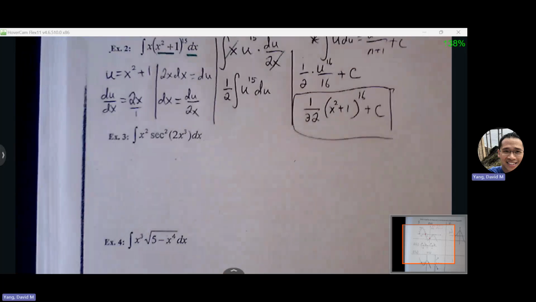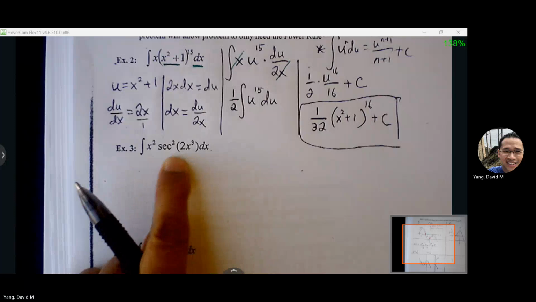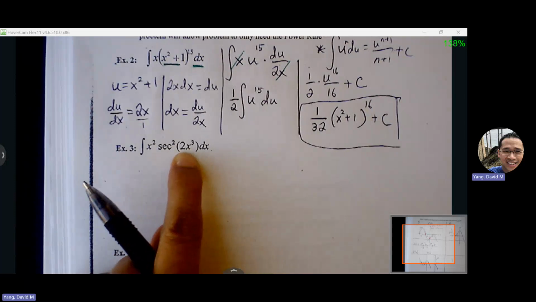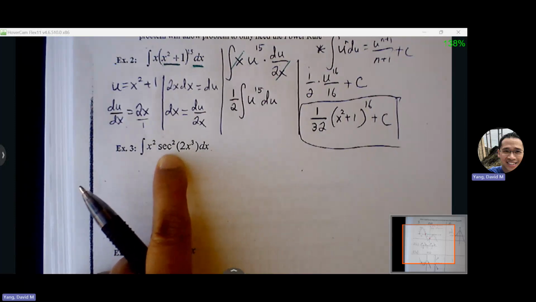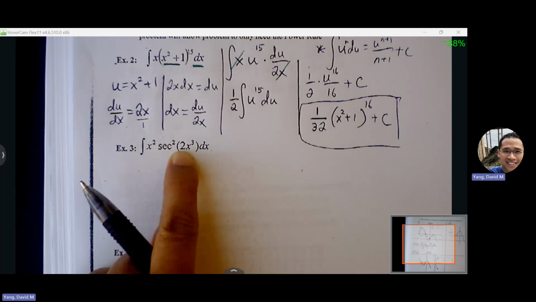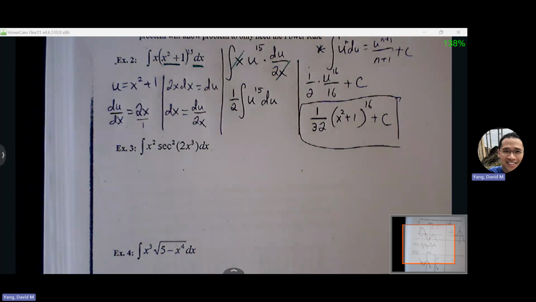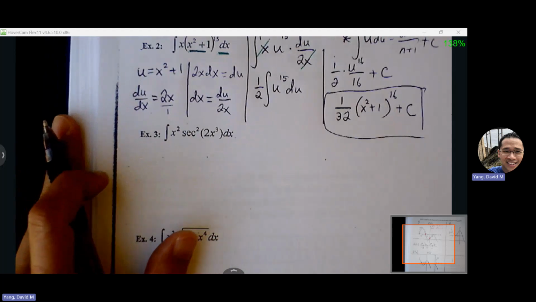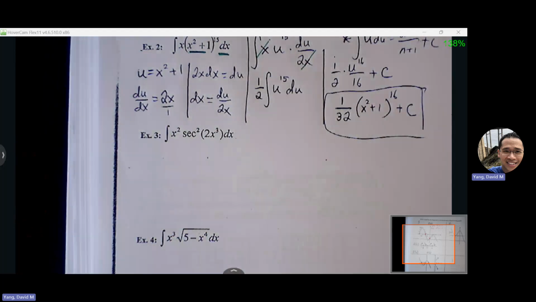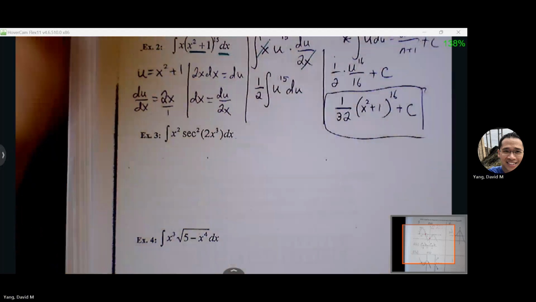Okay, next up, example 3. X squared secant squared 2x cubed. This is too complicated for any one rule. We have a rule for secant squared, which is tangent of u plus c, right? Remember that all of our trig integrals are just working backwards from our derivative trig rules. So this is too complicated for any one rule to handle. We got to go through U-substitution. What could be our u value?